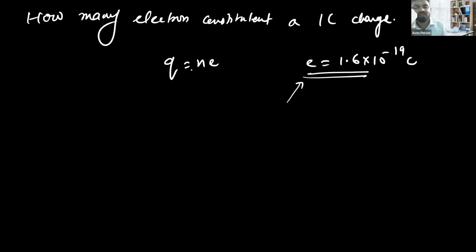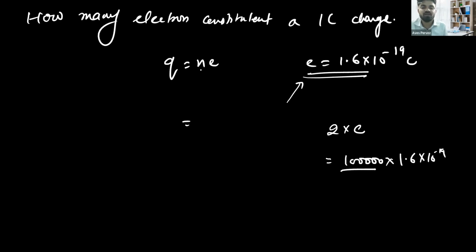If I'm saying that Q is equal to N into E, what does it mean? It means that if we have 2 electrons, then they will have 2 into the charge of E. If I have 1 lakh electrons, then the 1 lakh electrons will constitute how much charge? That is 1 lakh into the charge of 1 electron.